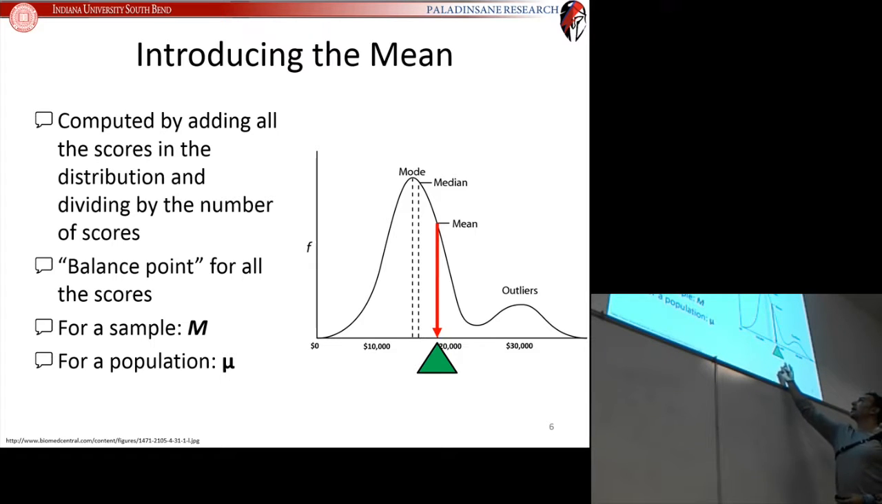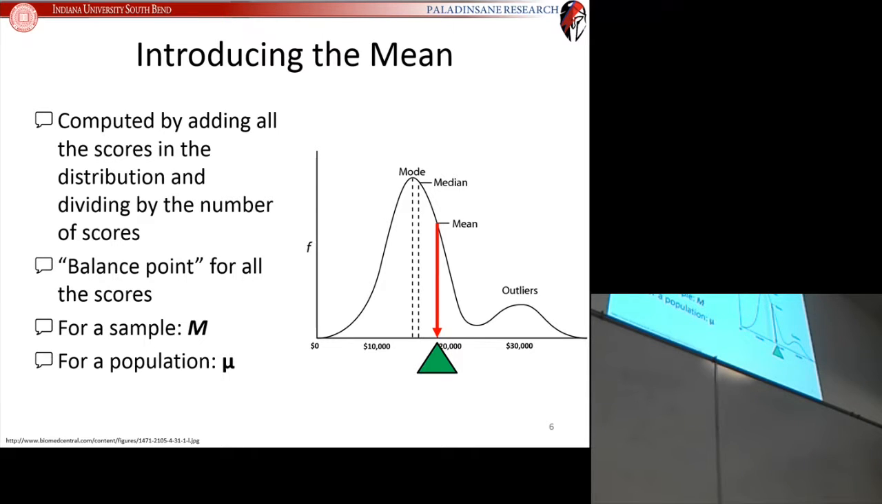It's the balance point for your entire frequency distribution. So you can think of it as balancing the weight of the scores on one side and the weight of the scores on the other side. It takes into account how many scores are on each side, as well as how big those scores are on each side, and then finds the balance point for those scores.